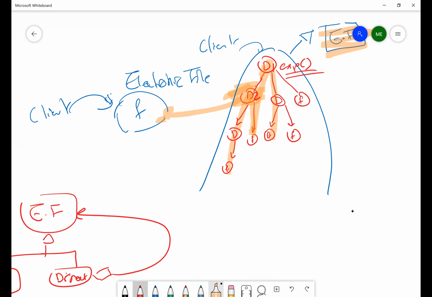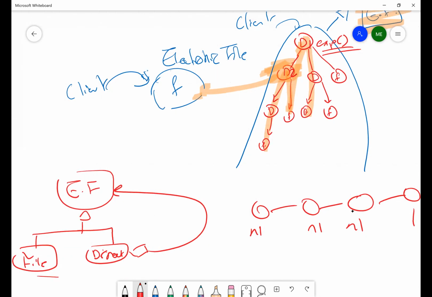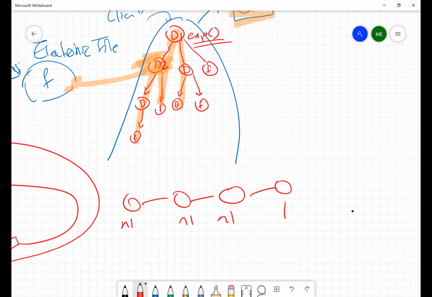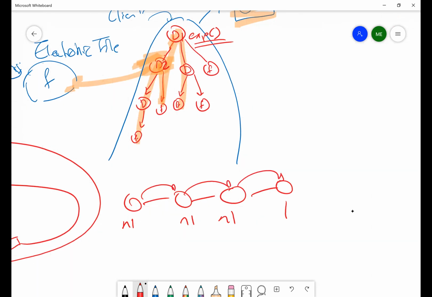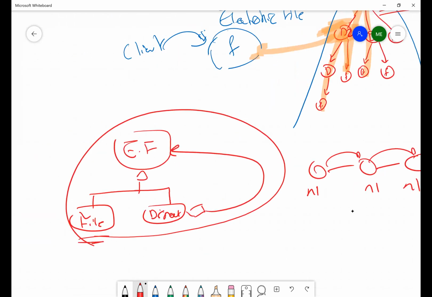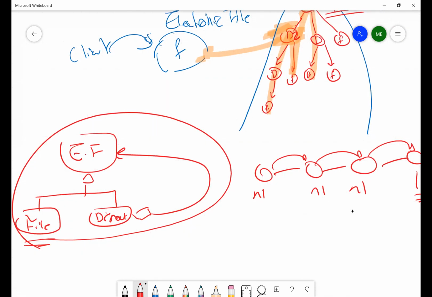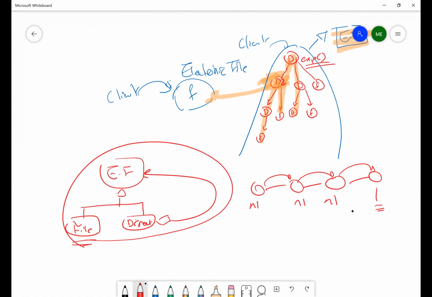Had it been a linked list, where this is the leaf node, this is non-leaf, non-leaf, it's still the same thing over here. Except this one is going to call, this one is going to call. But once we hit the last one, it knows the last one is this one over here. It knows we're not going anywhere else, and the recursion stops.